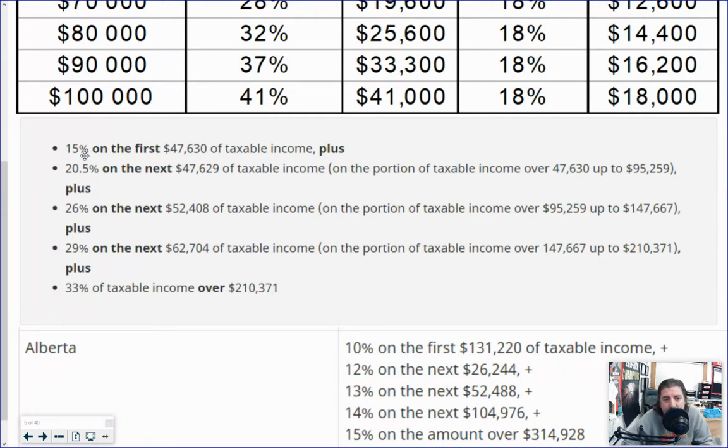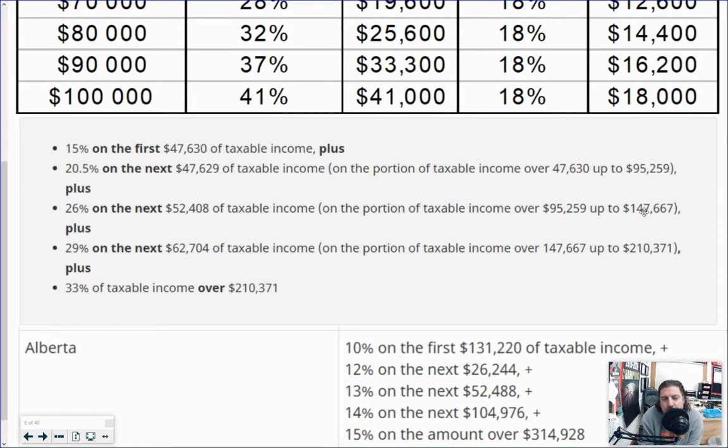Now, if you make more than $95,000, anything between 95,000, as you can see here, and 147,000, you're going to pay 26% of that in income tax. Okay, so once again, you see how the number goes up. And then continuing on, anything over 147,000, now you're paying 29% of that income in income tax. Okay, so as you can see, the tax brackets, as you go up in income, the more percentage is taken. And then finally, any income over $210,000, okay, you have to pay 33% of that to income tax.